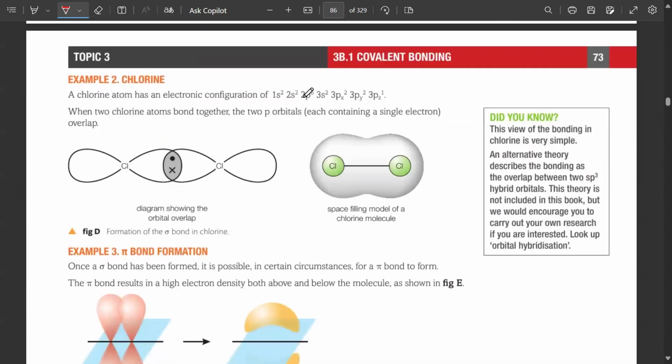Exactly. Now look at chlorine. Chlorine is 1s2, 2s2, 2p6, 3s2, 3p5, so here also there is p, the other chlorine is also p5, this one is also p5. So this will also be sigma.